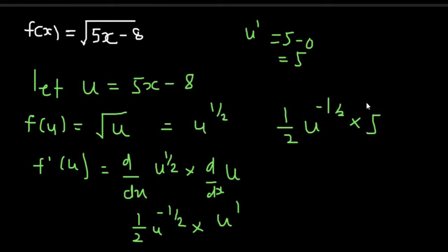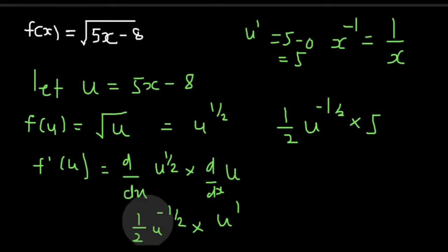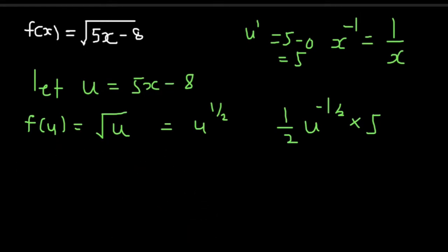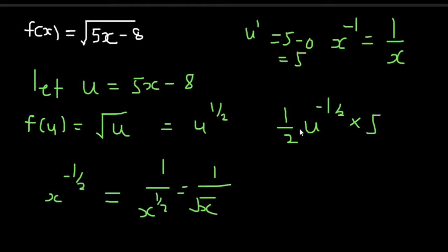When you have this as your answer and you still haven't gotten that option in the multiple choice, you have to go ahead and simplify this. Look at this. When I have x to the power minus 1 and I want to take out this negative, I can write this as 1 over x. Similarly, if I have x to the power minus half and I want to take off the minus, I can write this as 1 over x to the power half, which is the same as 1 over the square root of x.